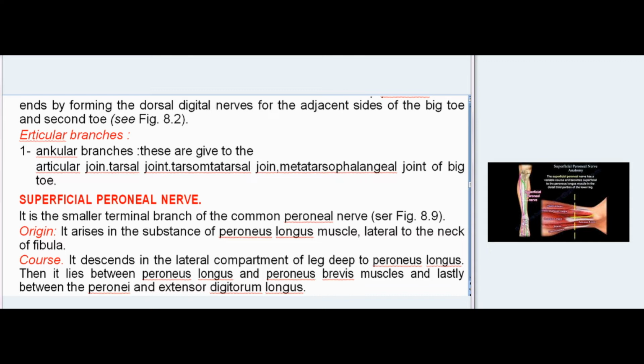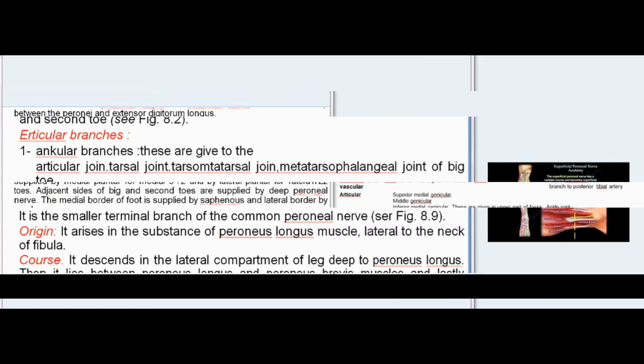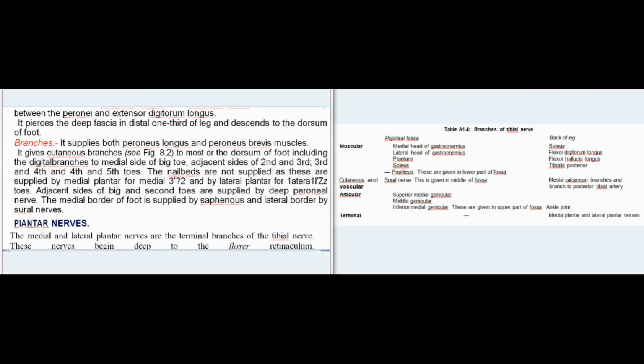Superficial peroneal nerve. It is the smaller terminal branch of the common peroneal nerve, see Fig 8.9. Origin: it arises in the substance of peroneus longus muscle, lateral to the neck of the fibula. Course: it descends in the lateral compartment of the leg deep to peroneus longus. Then it lies between peroneus longus and peroneus brevis muscles and lastly between the peronei and extensor digitorum longus. It pierces the deep fascia in the distal third of the leg and descends to the dorsum of the foot.